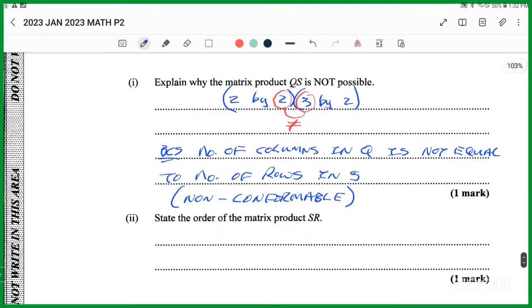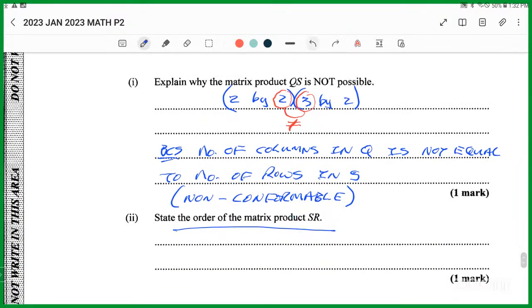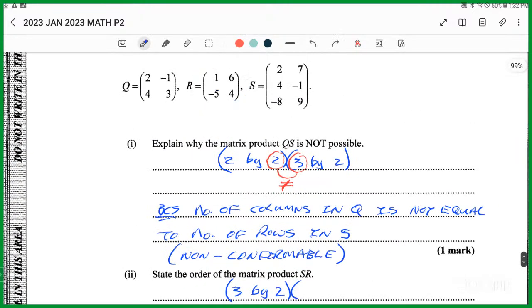Now, state the order of the matrix product SR. S is 3 by 2 again, so it will be 3 by 2. Multiply that with R now. R is 2 by 2.